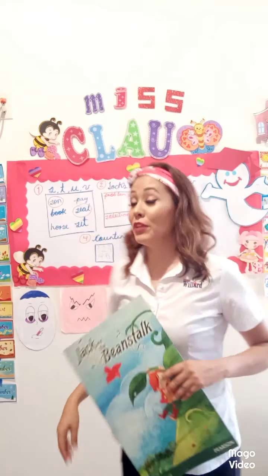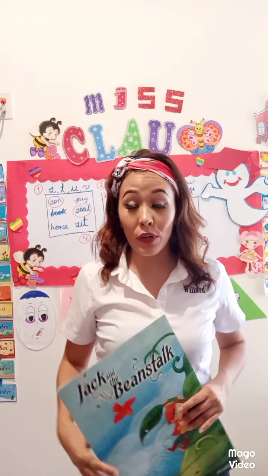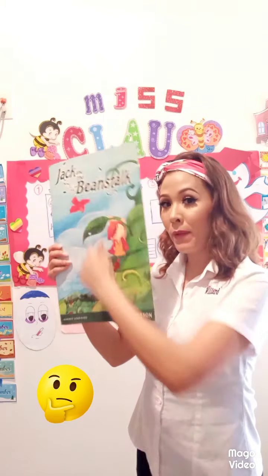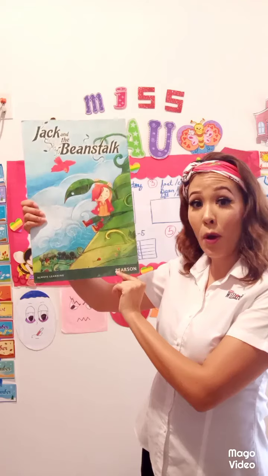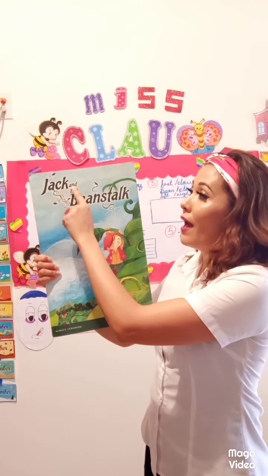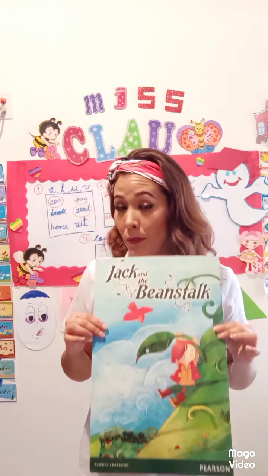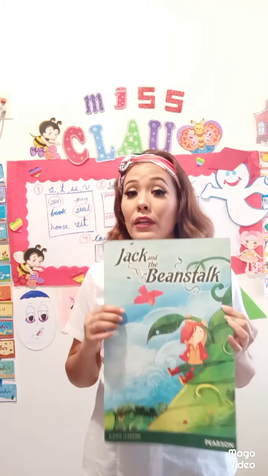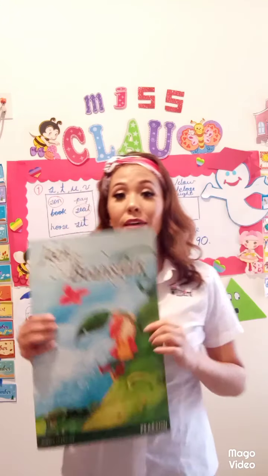Okay, the next activity, activity number 2, is about remembering the story about Jack and the Beanstalk. Remember, children, this is the cover page, back page. This is a book from Pearson. The title says Jack and the Beanstalk. If you don't remember the story, mommies and daddies, you can search for the story on Google, okay?